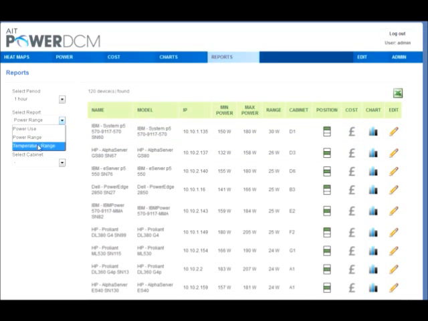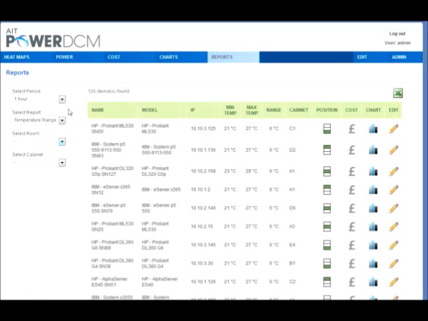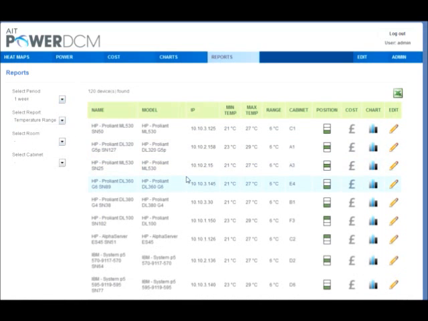We can also do temperature range, and again we can change the period that you look at that for, and that gives you an idea of where you've had the largest temperature changes.